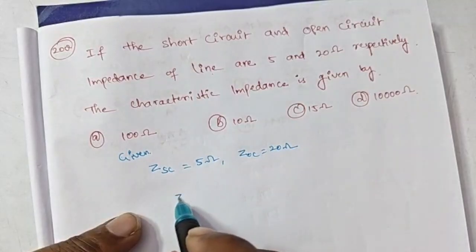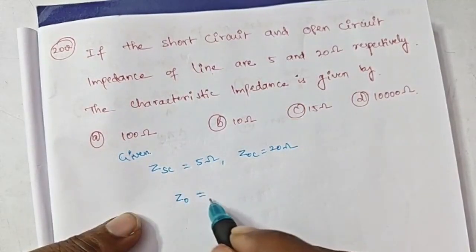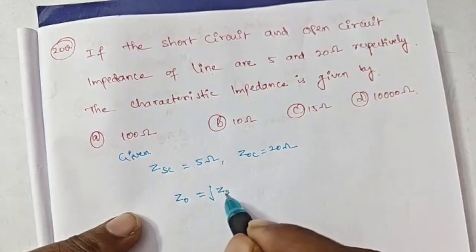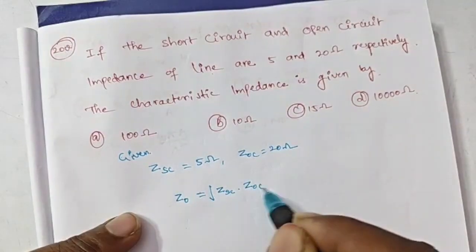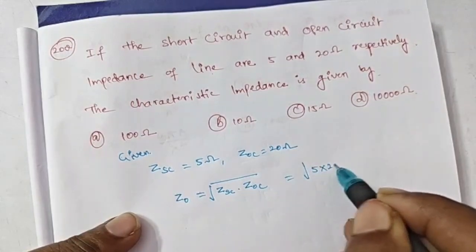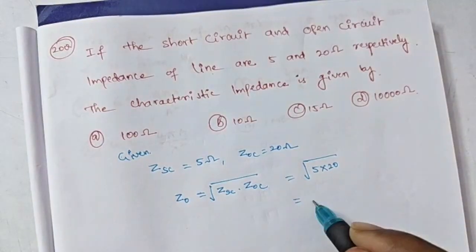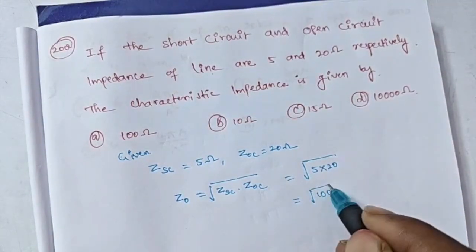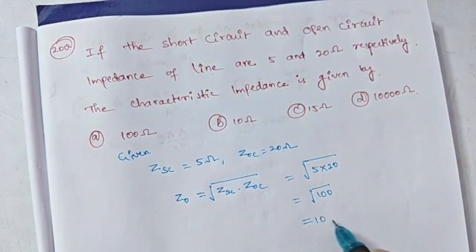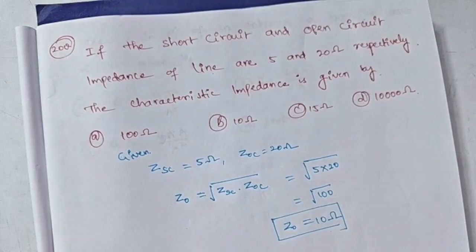So there is a formula directly for the characteristic impedance: Z0 is equal to under root ZSC into ZOC. So under root 5 into 20, which is equal to under root 100. Root 100 is nothing but 10 ohm. So the characteristic impedance is 10 ohm. So option B will be the correct one.